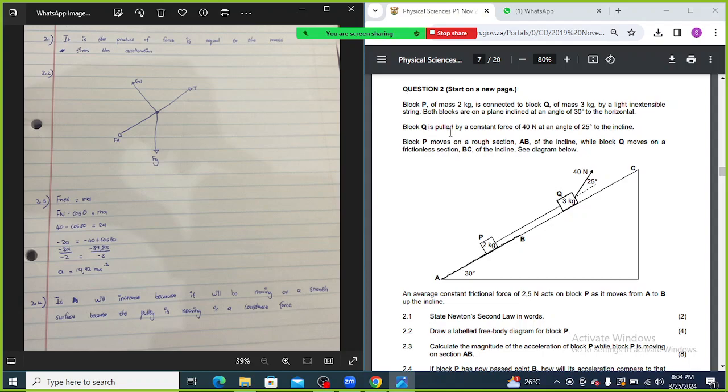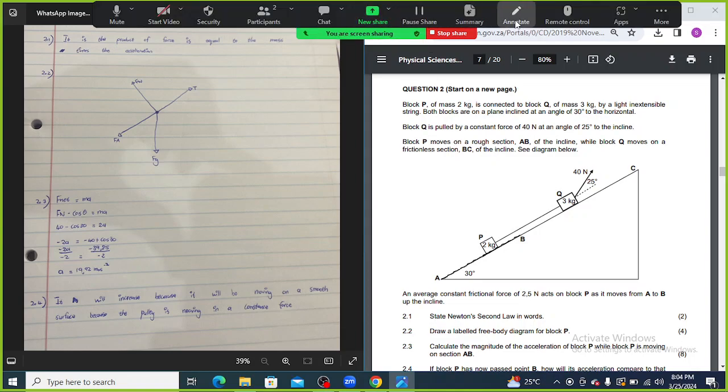Both blocks are on a plane inclined at an angle of 30 degrees to the horizontal. Then block Q is pulled by a constant force of 40 Newton at an angle of 25 degrees to the incline. Then block P moves on a rough surface, this is the note.